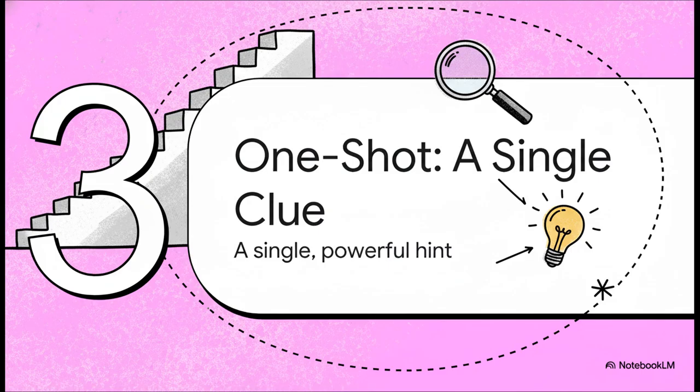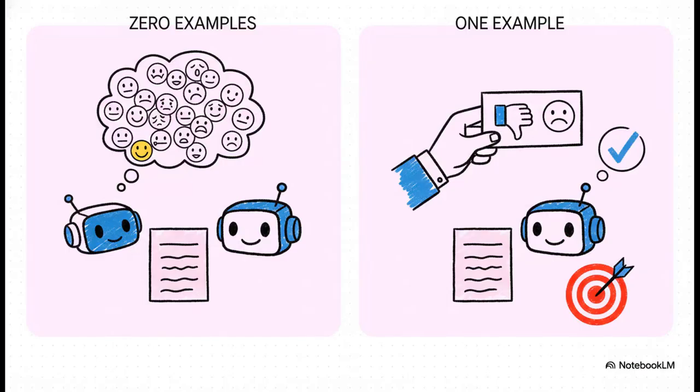Okay, so let's level up. What happens if we give it just one little clue? This is where we get into what's called one-shot prompting. And just look at the difference here.